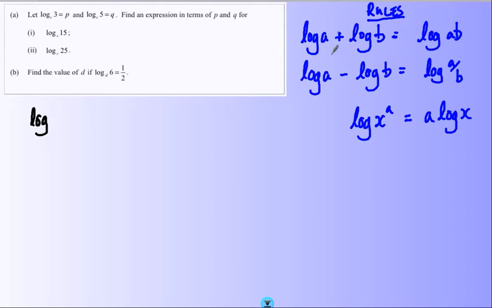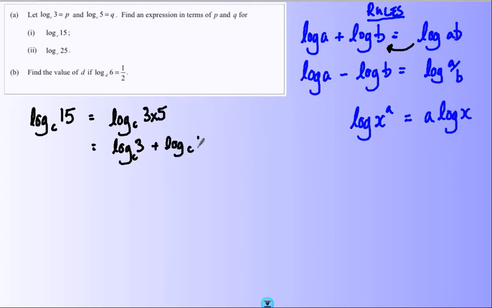What we have: logarithm. These work for any base, by the way. I've not put a base in because they work for any base, doesn't matter which. So logarithm base c of 15. Now, since I don't know the logarithm of 15, but I do know 3 and 5, I'm going to think of this 15 as 3 times 5, and I'm going to take this rule here and work backwards through it. And that will give me p, which I've been told is log of 3, and q, which I'm told is log of 5. And that's my first one.